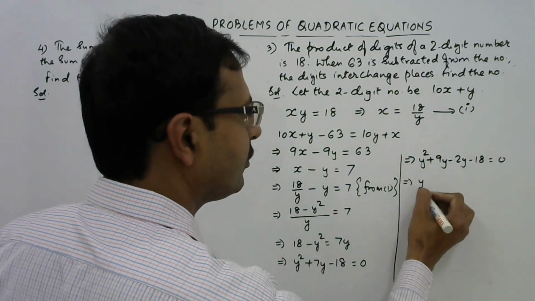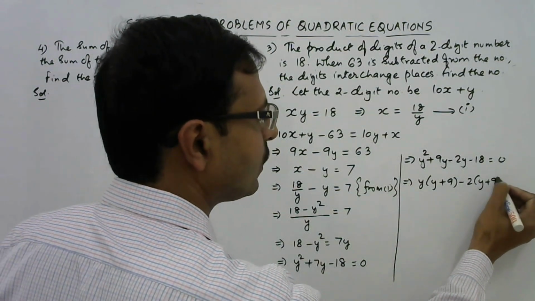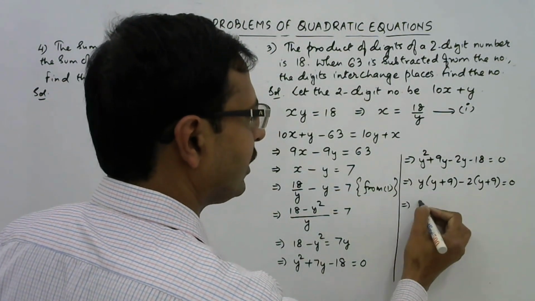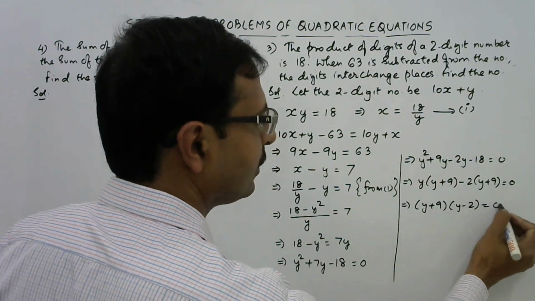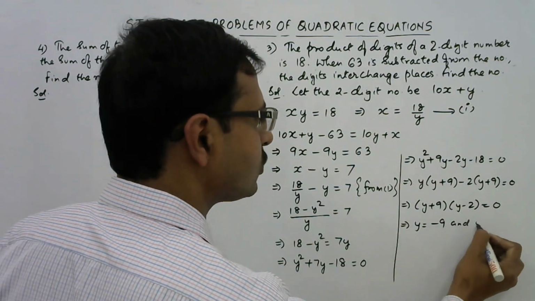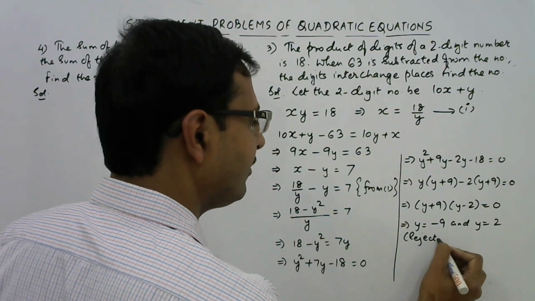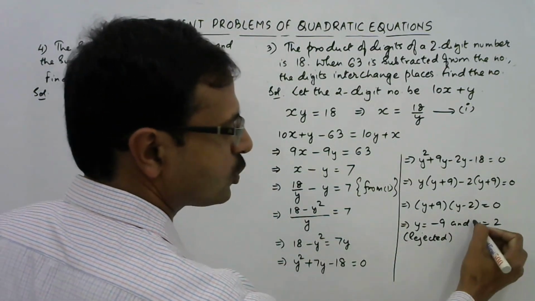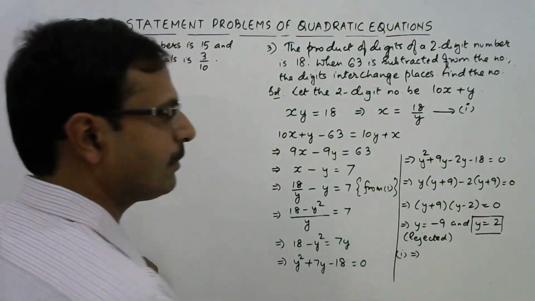So take common, y into y plus 9 minus 2 into y plus 9 equal to 0, giving you y plus 9 as the first factor and y minus 2 as the second factor. And therefore y comes out to be minus 9 and y comes out to be 2. So this is to be rejected because digits are never negative. So y comes out to be 2, and put the value of y in equation number 1.